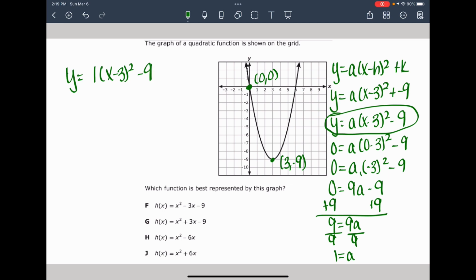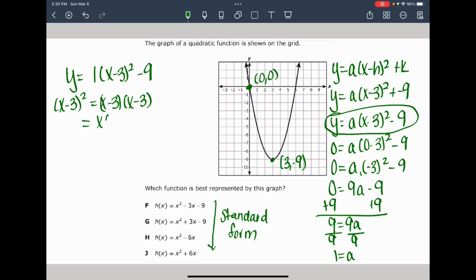Well, I have a little bit of extra work because if I look here, all my answers are in standard form. So I need to convert this from vertex form to standard form. So what I'm going to do is expand out that (x minus 3) squared. So (x minus 3) squared, remember, is (x minus 3) times (x minus 3). So that's going to be x times (x minus 3) minus 3 times (x minus 3). So that's going to give me x squared minus 3x plus 9, which gives me x squared minus 6x plus 9.